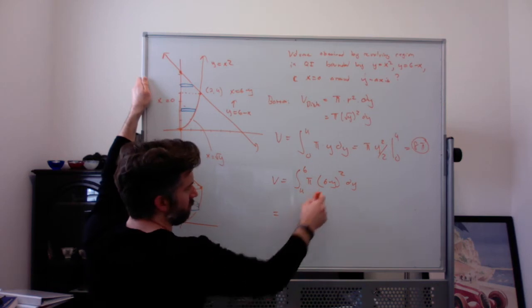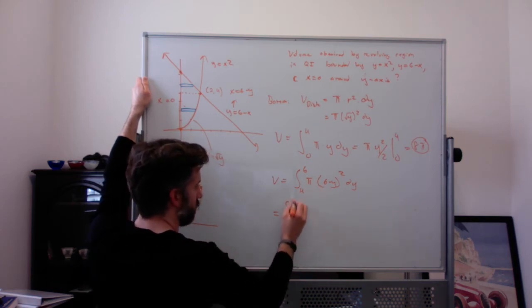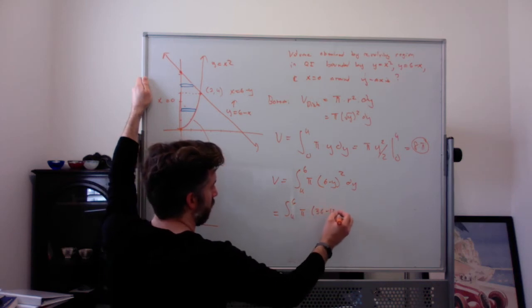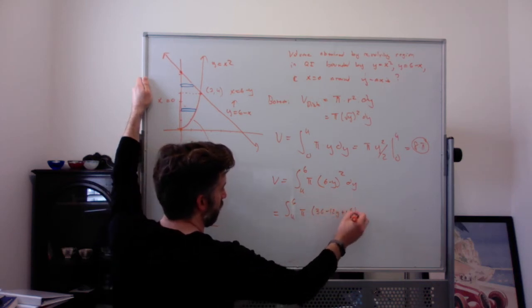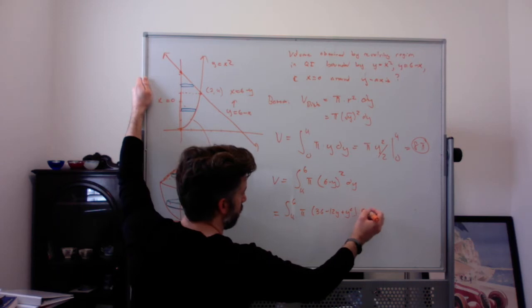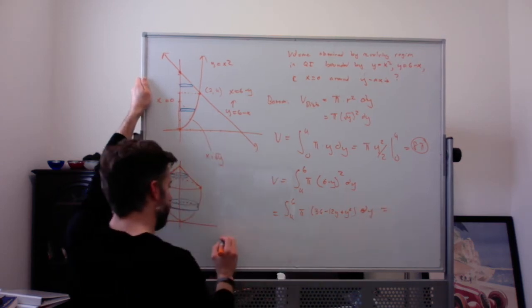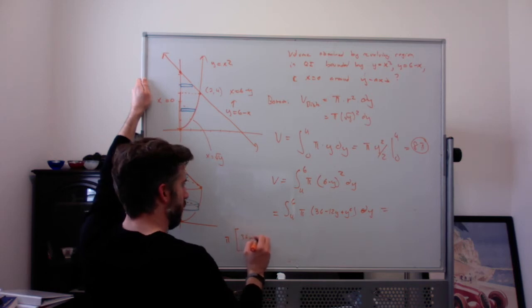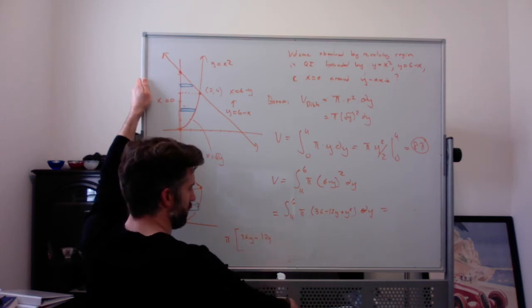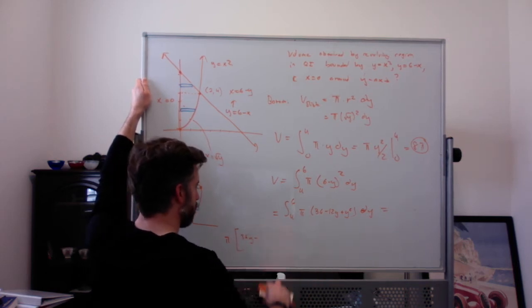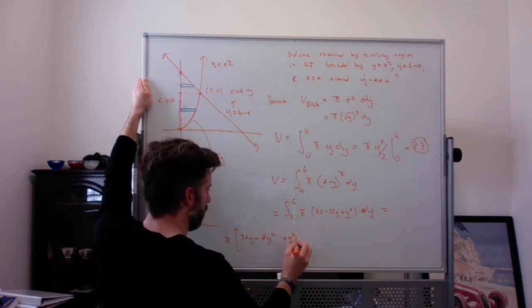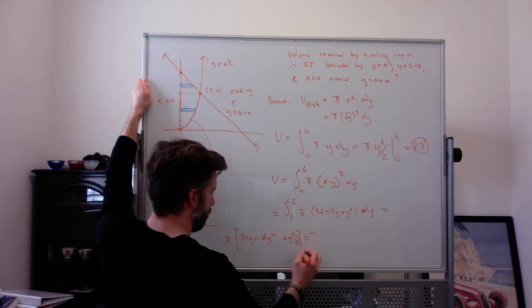Now I have to multiply this out. That's going to be 36 minus 12y plus y squared. Which is going to equal pi times, let's see, 36y minus 12y squared over 2 is 6y squared, plus y cubed over 3, from 4 to 6.